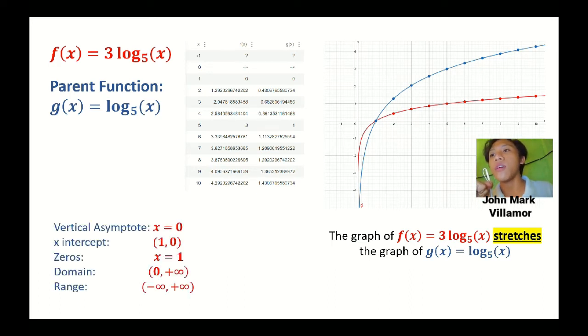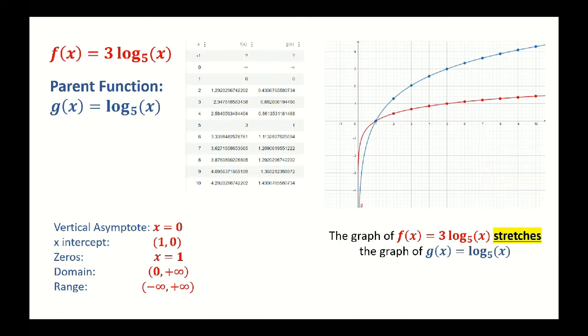And its characteristics: the vertical asymptote is at the y-axis, thus the vertical asymptote is x equals 0, and its x-intercept is 1, 0, and its zeros is x equals 1, and its domain is 0 to positive infinity, and its range is still negative infinity to positive infinity.